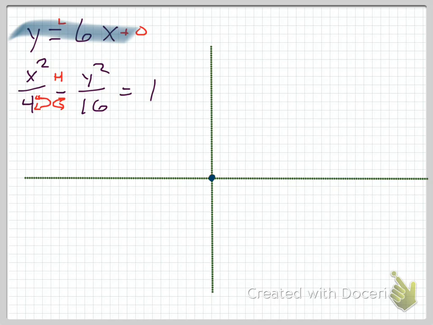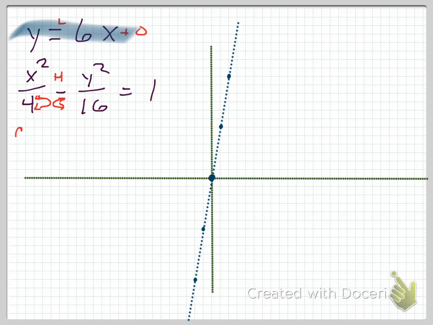Okay, well let's graph the line first. y equals 6x plus 0, y-intercept 0, slope of 6. There's my line. Doesn't have to be dotted, it's just dotted to be dotted. You can make it solid.